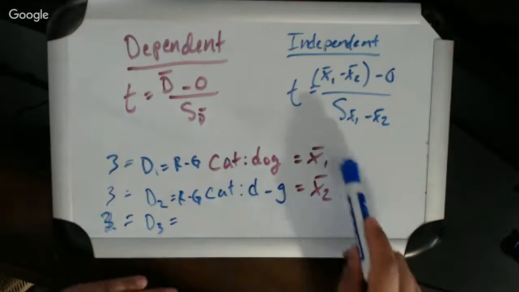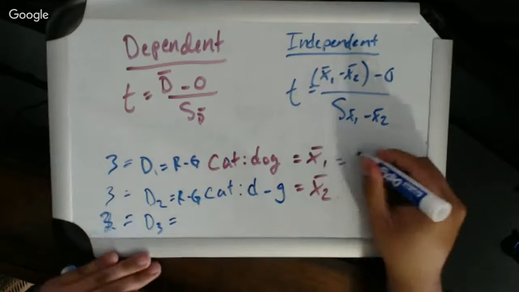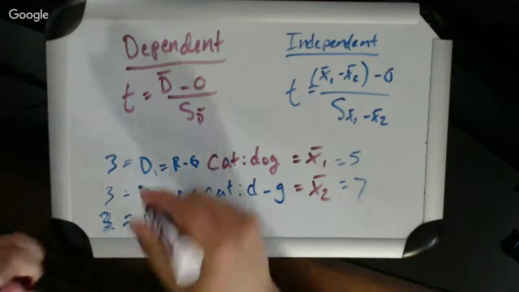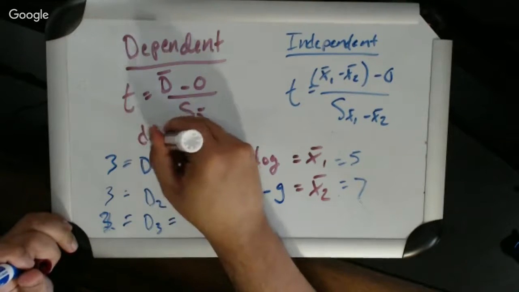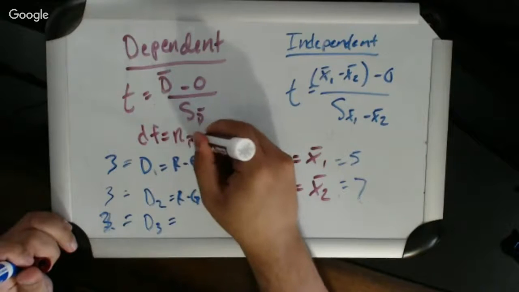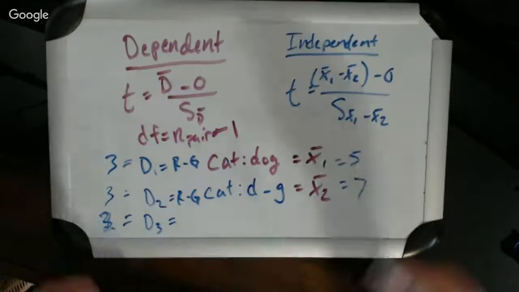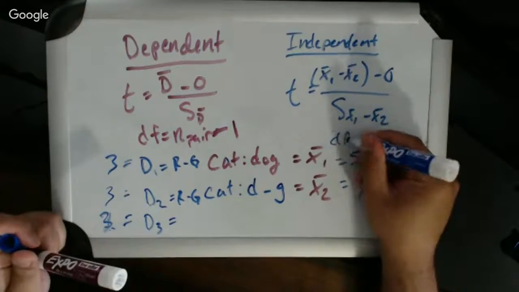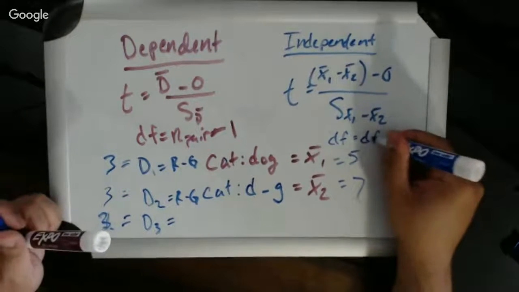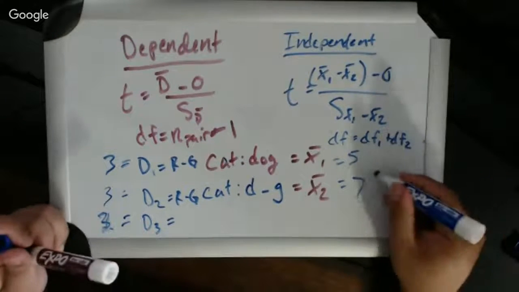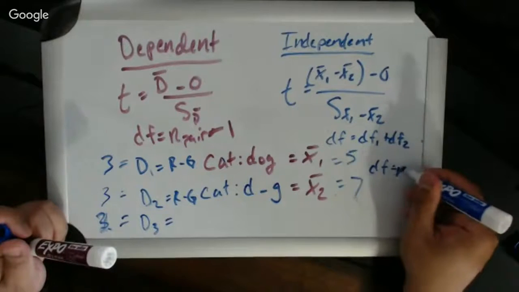Here, what I'm doing is just saying I have two averages. That's 5, that's 7, and those go directly in. So it's the difference in the way you're computing them. And then the degrees of freedom change. In this one, the degrees of freedom is in pairs: the number of pairs minus 1. And here the degrees of freedom is degrees of freedom for group 1 plus degrees of freedom for group 2. And degrees of freedom for any group is the number of people in the group minus 1.